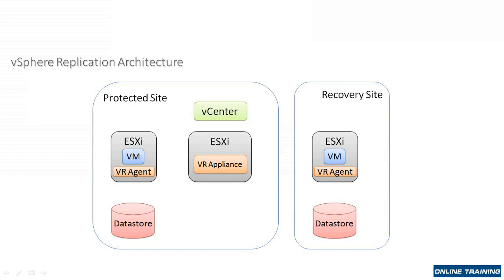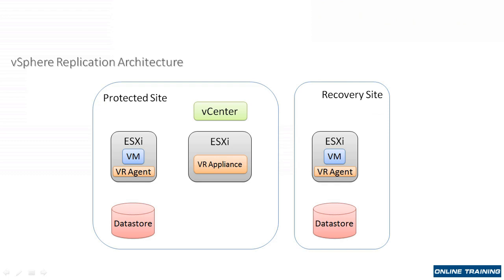So here's how it works. When you configure vSphere replication for a virtual machine, you will choose a target datastore that you want to replicate the data to. So in our diagram here, we see we've got a protected site, which is like a primary site, and then a recovery site. And we want to replicate virtual machine data to this datastore that exists at our recovery site.